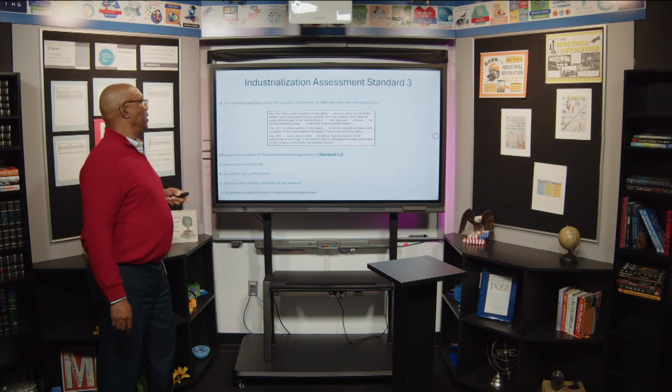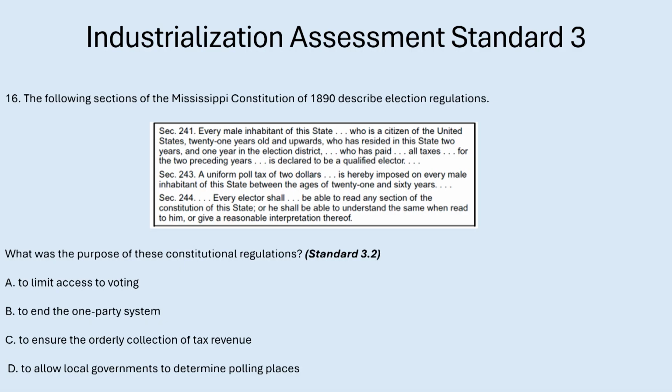All right, the following sections of the Mississippi Constitution of 1890 described election regulations. Section 241: every male inhabitant of this state who is a citizen of the United States, 21 years old and upwards, who has resided in this state 2 years and 1 year in the election district, who has paid all taxes for the 2 preceding years, is declared to be a qualified elector. A uniform poll tax of $2 is hereby imposed on every male inhabitant of this state between the ages of 21 and 60. Every elector shall be able to read any section of the Constitution of the state, or he shall be able to understand the same when read to him, or give a reasonable interpretation of it. What was the purpose of these constitutional regulations?